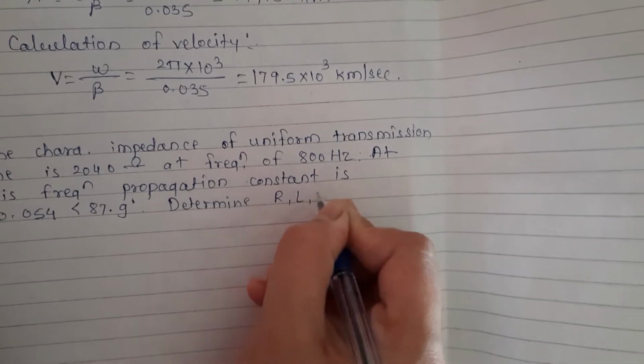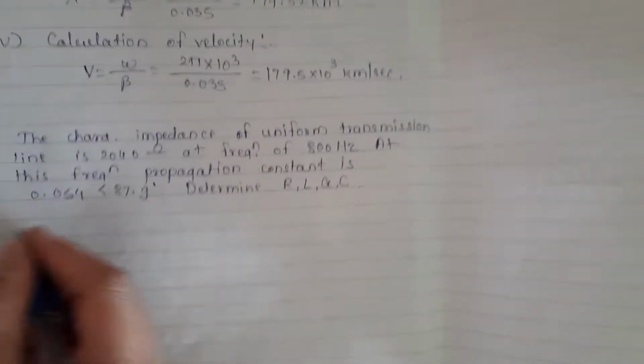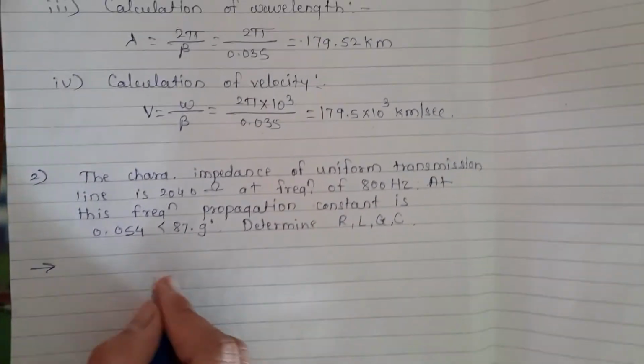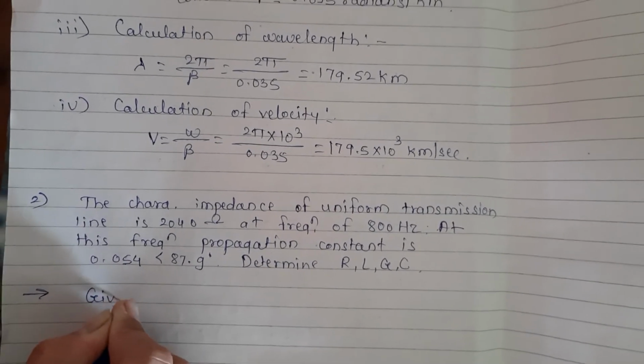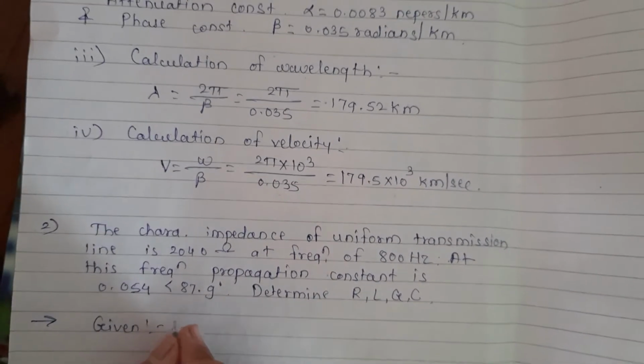Then determine R, L, G and C. Now what is given? Characteristic impedance is given.